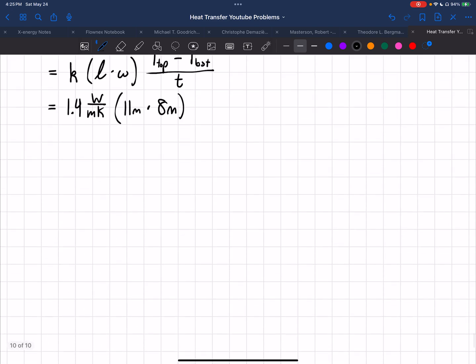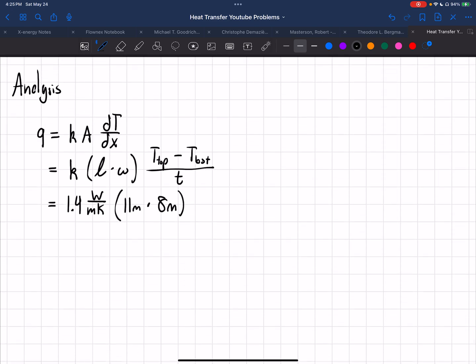Yeah, 11 meters and 8 meters. And our top temperature is 17 degrees Celsius minus 10 degrees Celsius. And we'll divide that by the thickness of 0.2 meters. And if we plug that into a calculator, we are going to get 4,312. Let's sanity check ourselves with our units.